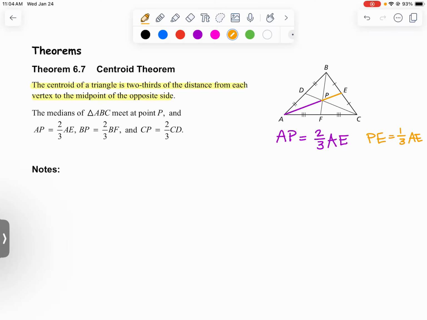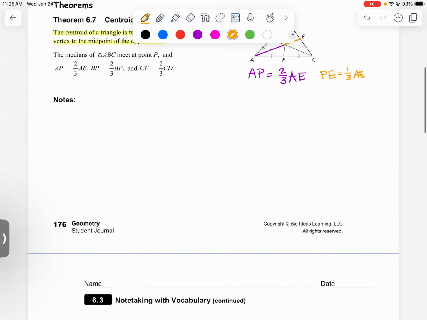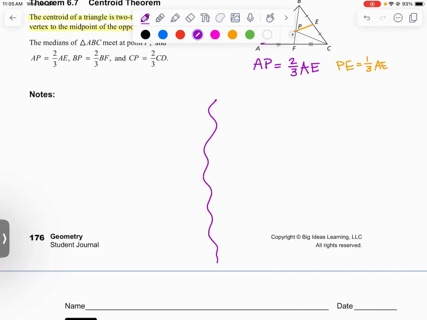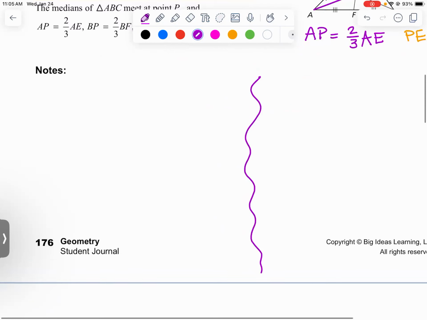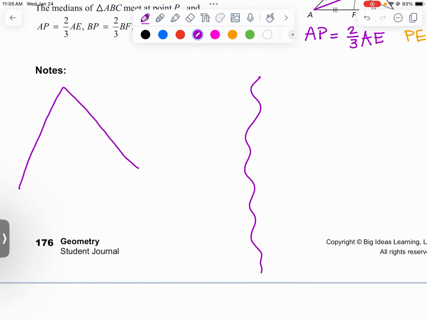Okay, great. We are going to draw two really awesome pictures, so make sure that you leave room to draw a second picture. I'm going to draw a triangle, and it's going to be RST.